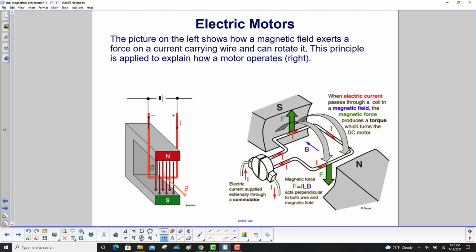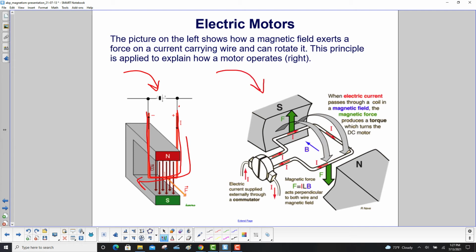The picture on the left, we showed this earlier, shows how a magnetic field exerts a force on a current-carrying wire and can rotate it. All right, we have the current coming down like this, magnetic field in the down direction. Do the right-hand rule and find the force on this little swing thing here is out of the page. This principle is applied to explain how a motor operates right over here.